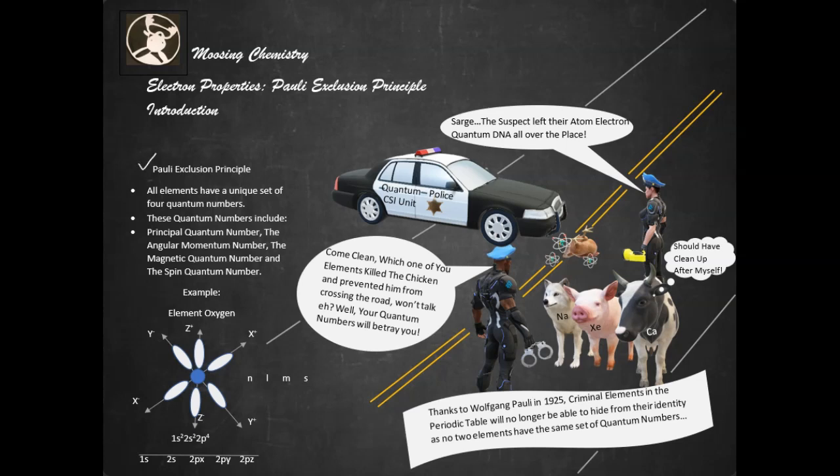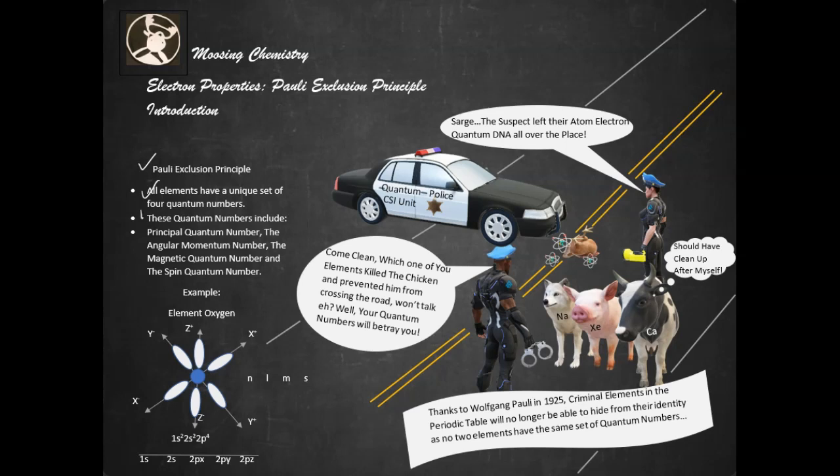So what is the Pauli Exclusion Principle? All elements have a unique set of 4 quantum numbers, in that no 2 elements can have the exact same set of quantum numbers. Kind of like people and animals, they have their own unique set of DNA, and no 2 animals or life forms have the exact DNA sequencing. It's slightly different from individual to individual.